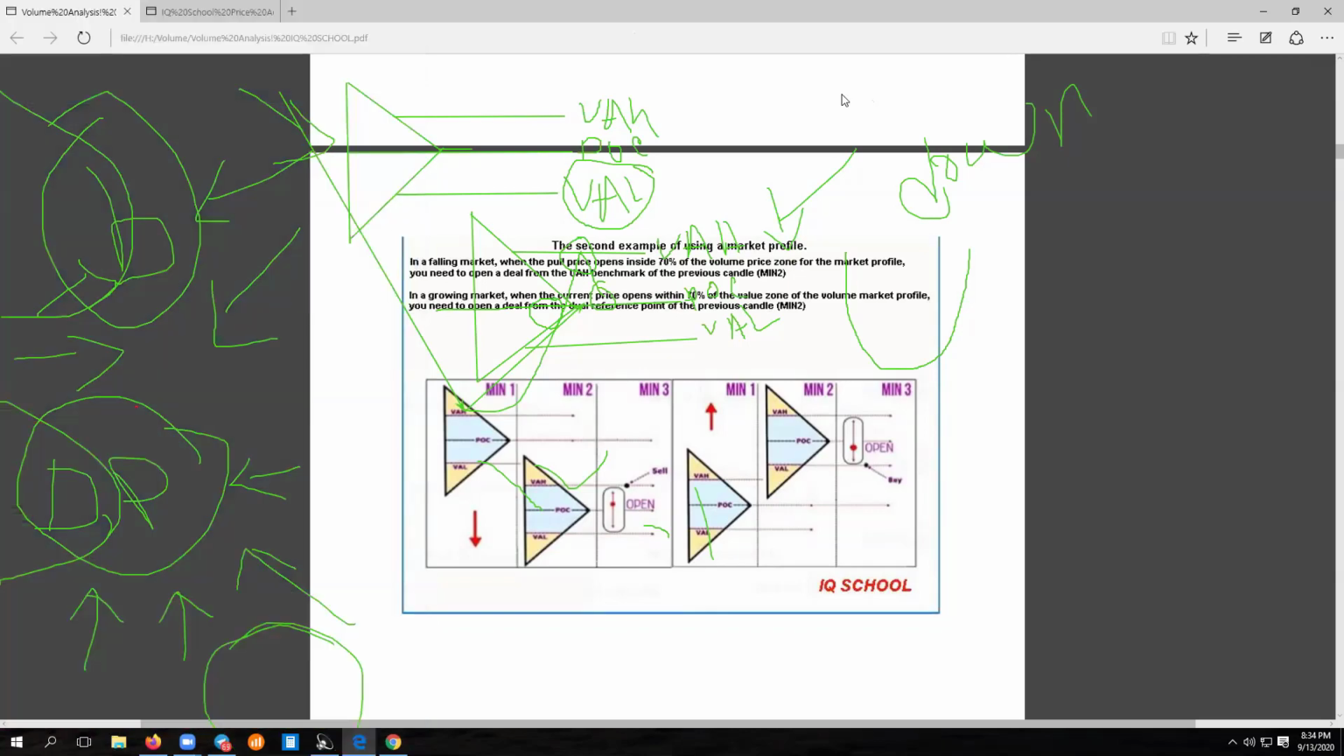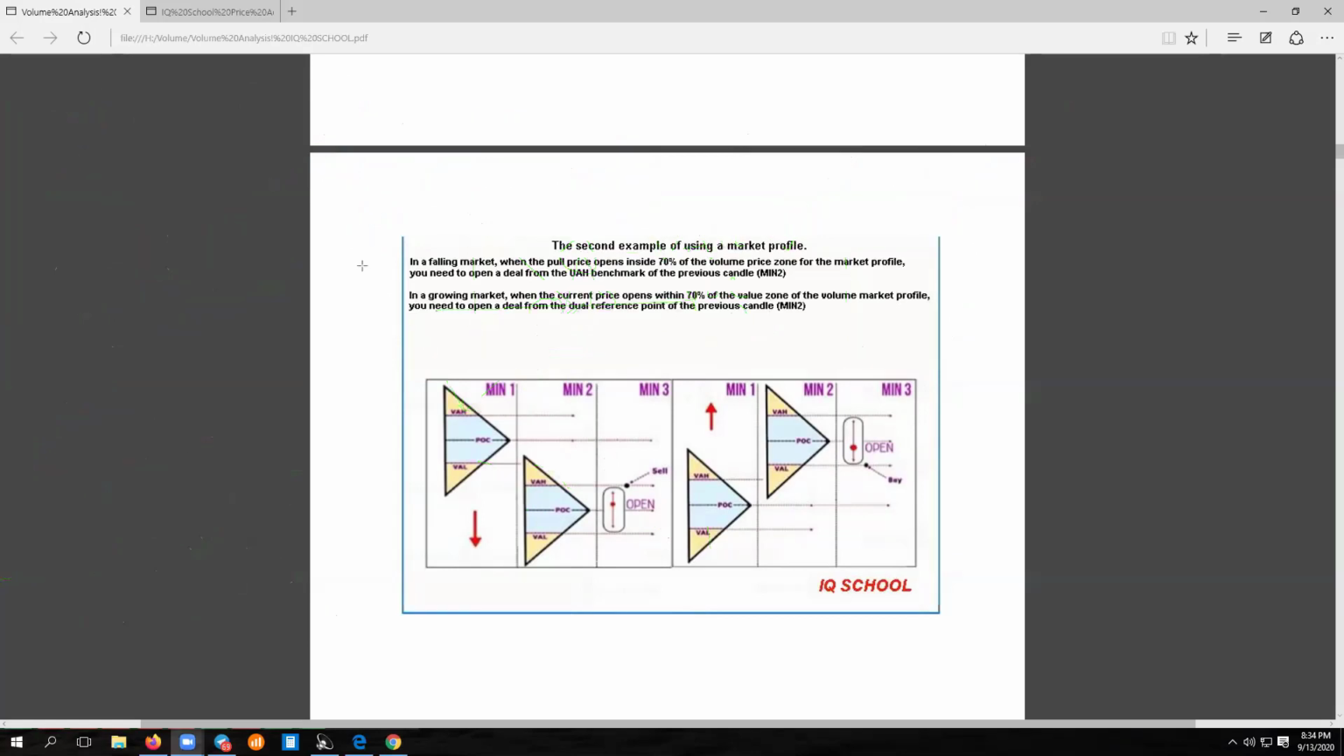So understand this analysis for the sell trade. Yes, sir. Understand. For the buy trade, same thing.